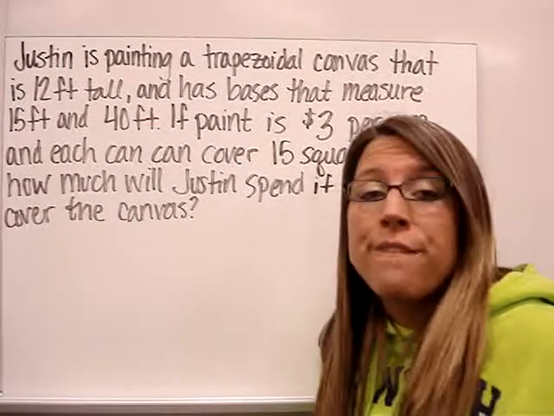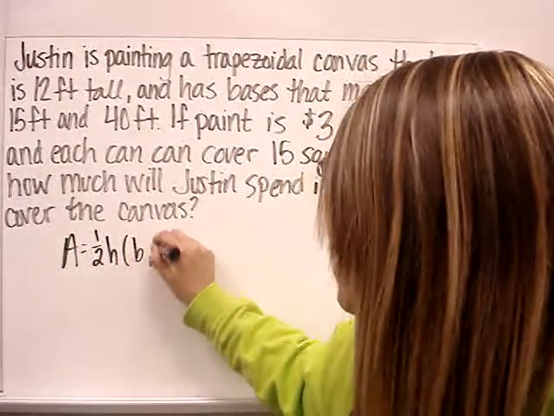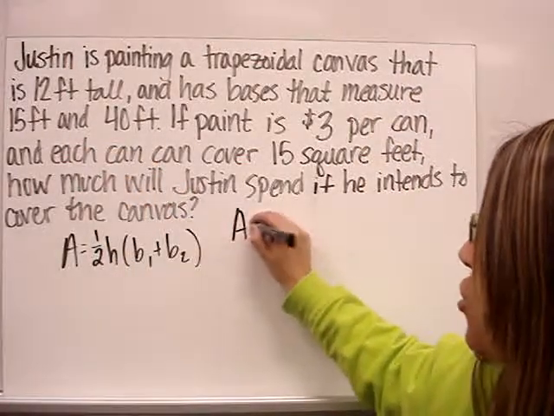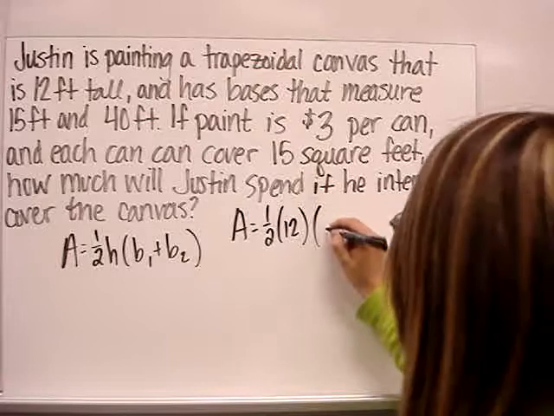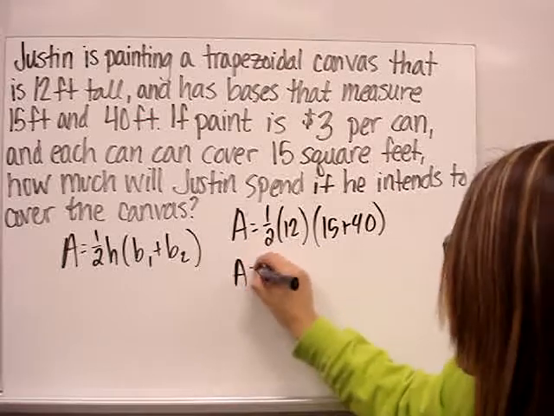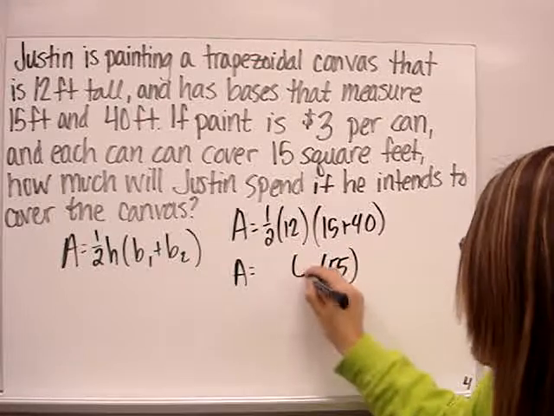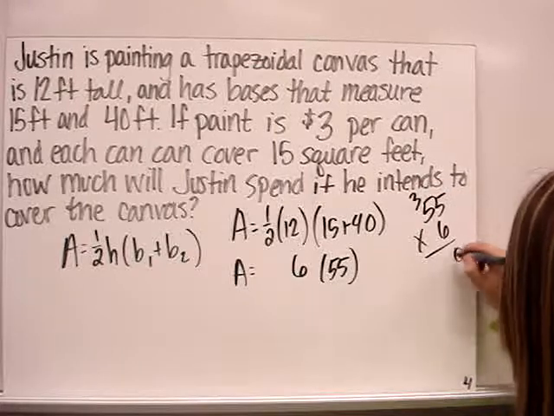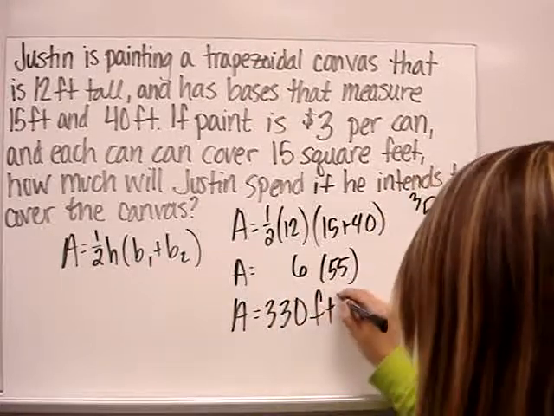Sounds to me like we need to find the area first. So we will use the formula. Area is 1/2 the height times the sum of the bases. Now it said it was 12 feet tall, so I'm guessing that that's H. And it says it had bases of 15 and 40 feet. So we add those together. Well, let's see. A equals 15 plus 40, that's 55. So we'll say 55. And half of 12 is 6. So 6 times 55, 330. So the area is 330 feet squared.